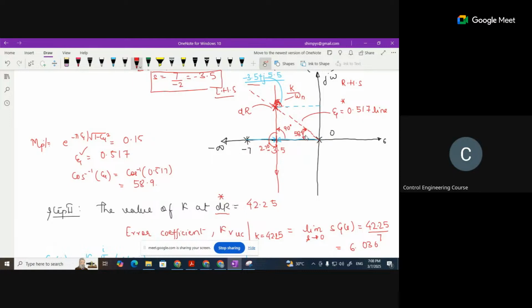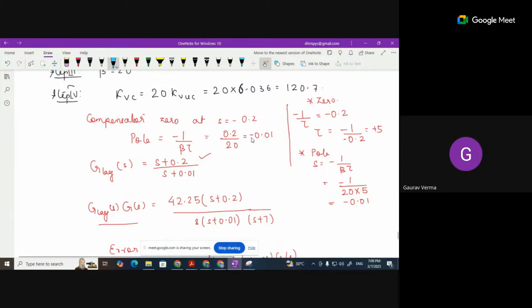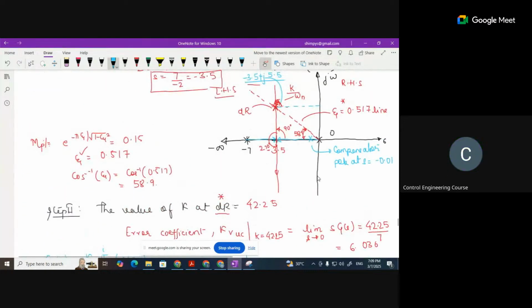And you can mark it here like a compensator pole at S equals minus 0.01, and then the compensator zero. Compensator zero we have taken, no? Zero is 0.2. Yes. Pole is 0.01, correct. This is compensator zero at S equals minus 0.2, correct.